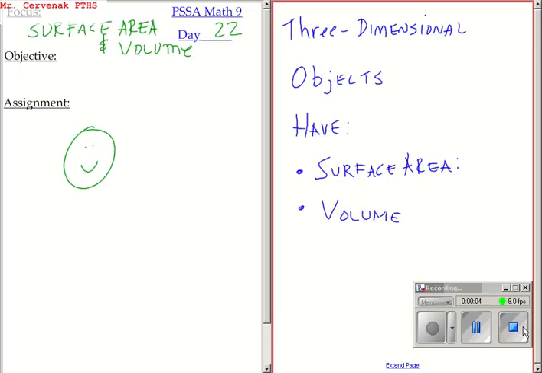Welcome to PSSA Math 9, Day 22. Today's lesson will focus on surface area and volume.